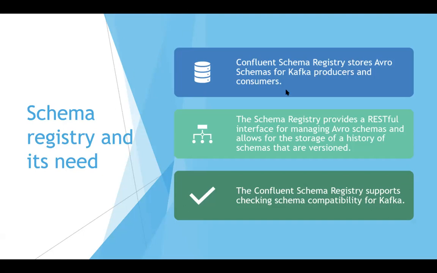Confluent Schema Registry supports checking schema compatibility for Kafka as well, just like we talked about. Normally, Kafka takes bytes as input and publishes them directly. It doesn't really bother about the validation or the compatibility of the data.